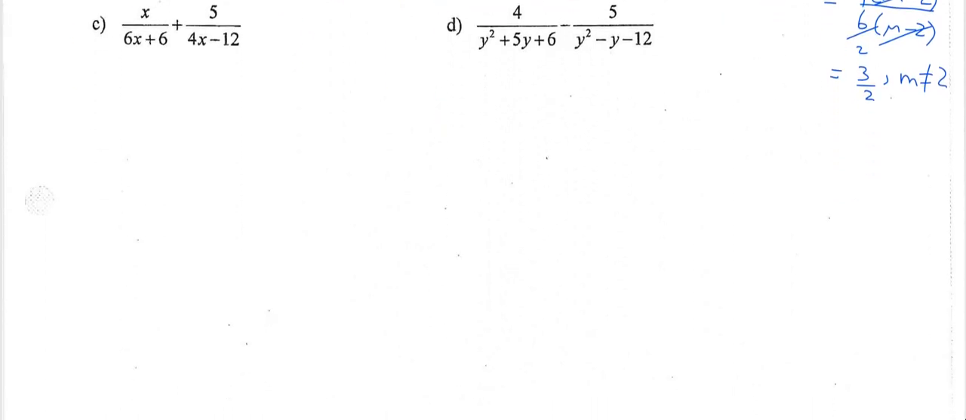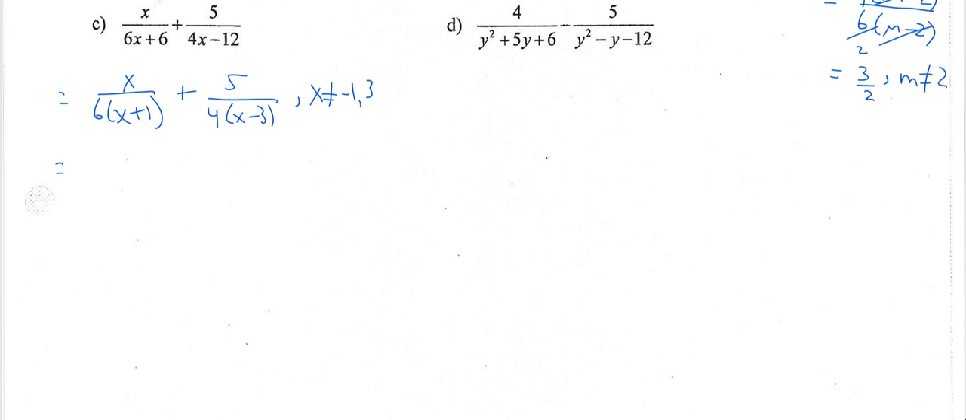Okay, let's get the C and D. So writing the restriction is easier when you factor first. So I'm going to do all my factoring. Now writing the restrictions is easier. So x does not equal -1 and 3. Notice 6 and 4 will never be 0, so we don't have to worry about them. We only worry about these brackets that have variables. Those brackets can never be 0.